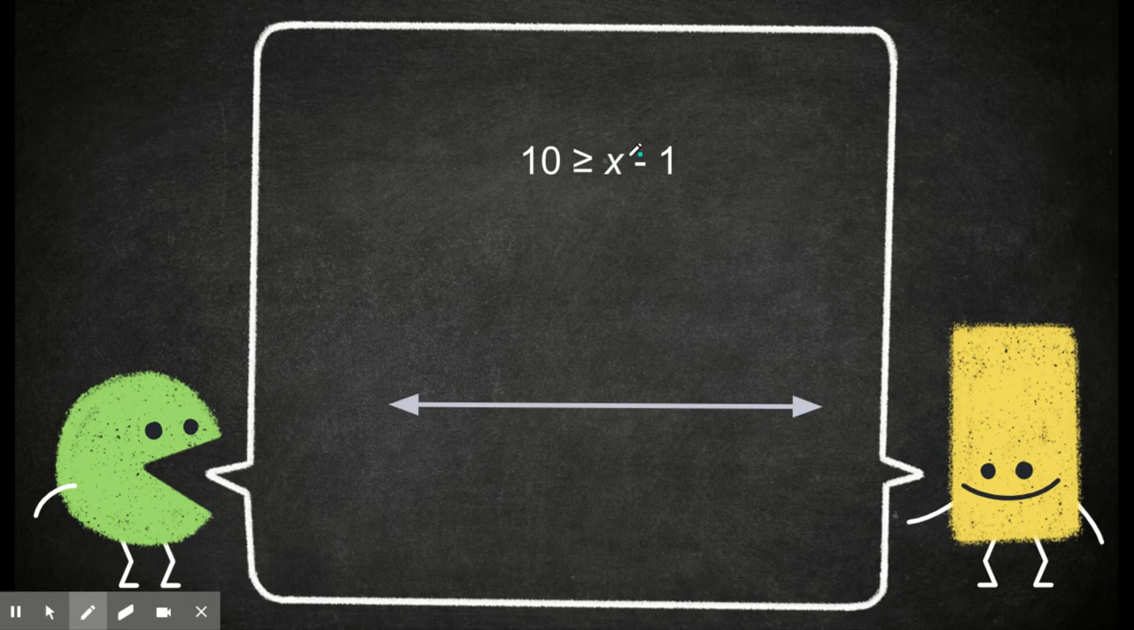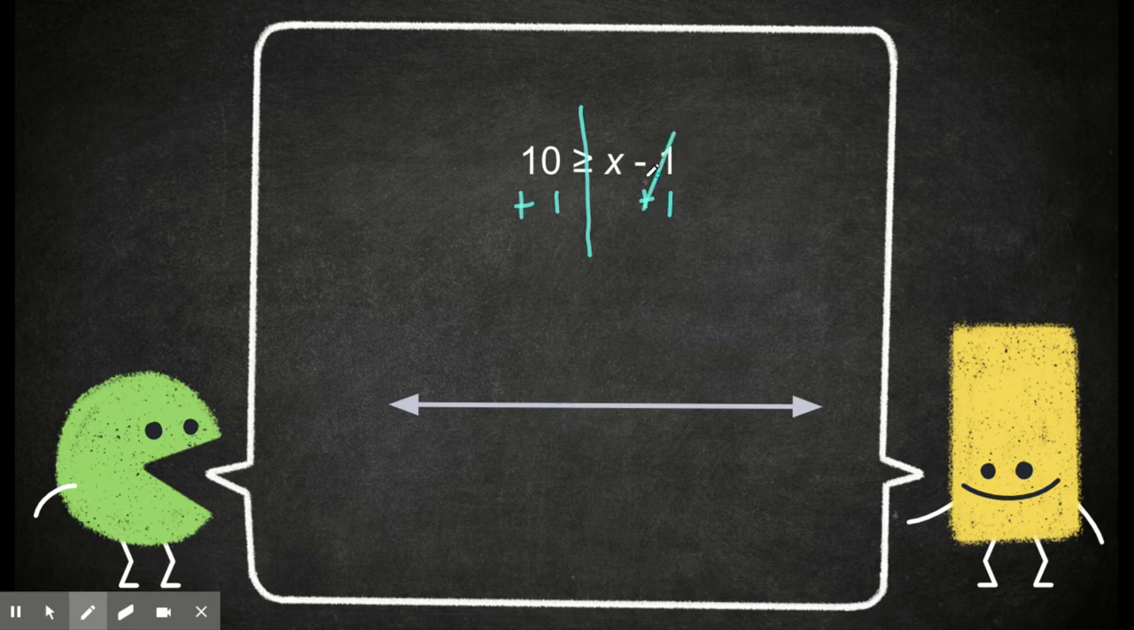So the first thing I'm going to do is say, well, what's happening to x? I'm subtracting 1. So in order to get rid of it, I need to do the inverse, and I have to add 1. Whatever I do to one side, I need to do to the other. So I need to add 1 over here.